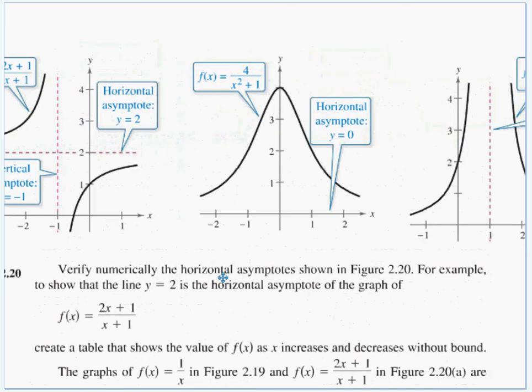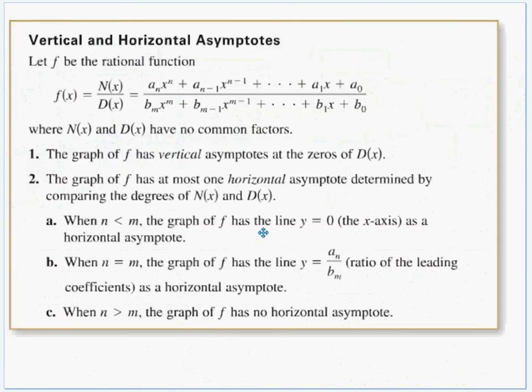I think this will be on the next slide. Yeah, here we go. Vertical and horizontal asymptotes. Now this is kind of confusing. They got f of x is n of x over d of x. Well, that's our function: the numerator over the denominator. And I'm going to highlight this. This is critical. The numerator and denominator have no common factors. So if we could factor them and cancel, we would want to do so. So you have to cancel any common factors first.